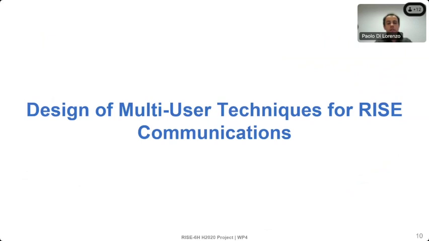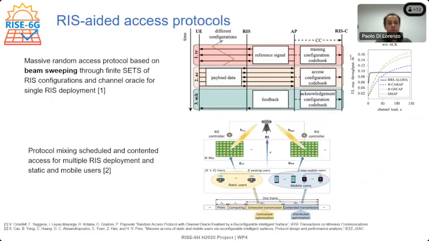Then regarding the design of multi-user techniques, as a first step, we considered the access. So in the context of massive random access, the first technique that we have considered is a beam sweeping through a finite set of RIS configurations, and a channel oracle procedure that enables the access from massive users, with the aim of maximizing the throughput of the system.